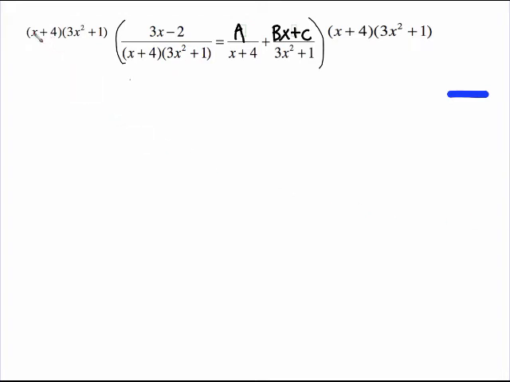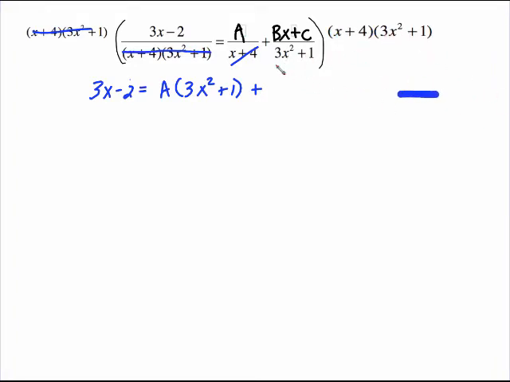When you multiply on this side, this whole denominator cancels with this whole denominator, which gives us 3x minus 2. Over here, the x plus 4 will cancel with that x plus 4, so that's gone. And what you have then is A times 3x squared plus 1 plus, then we want to multiply here, and the 3x squared plus 1 will cancel. And you have the binomial Bx plus C times the binomial x plus 4.